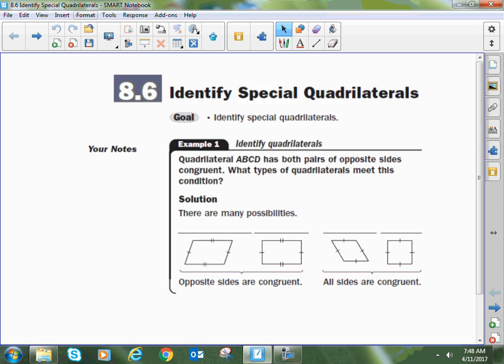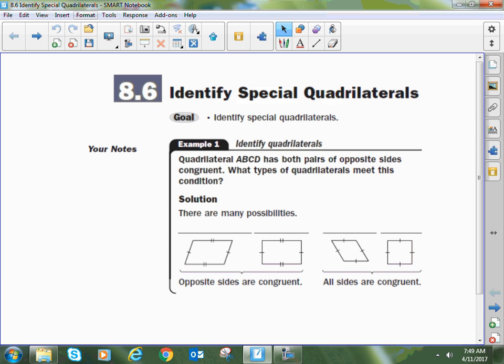So previously, you were given a quadrilateral of a certain type, and because you knew what it was, you could conclude that it had these characteristics. Well, now we're flipping it around. We're saying, well, we have a quadrilateral that has these things. So what type of quadrilateral must it be?